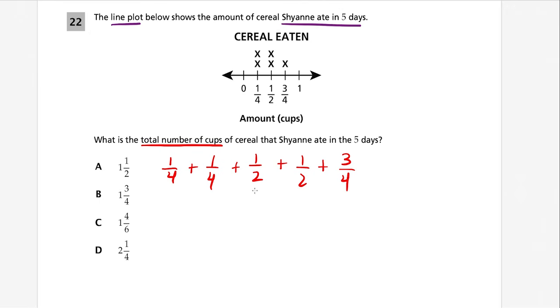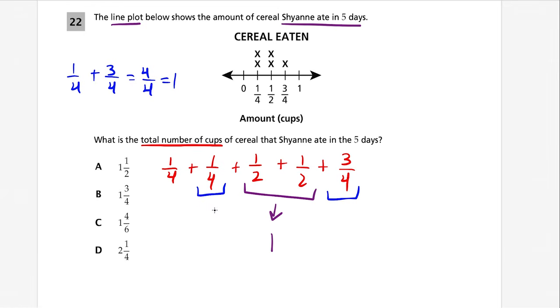But the way we would do this is make groups that equal 1. So notice 1/2 plus 1/2, that's equal to 1. And then if we group these two together, 1/4 plus 3/4, I just think of that over here, 1/4 plus 3/4 is equal to 4/4, and that's also equal to 1. So these two together are also going to equal 1, and then the only one that's left that didn't group with anything is 1/4.